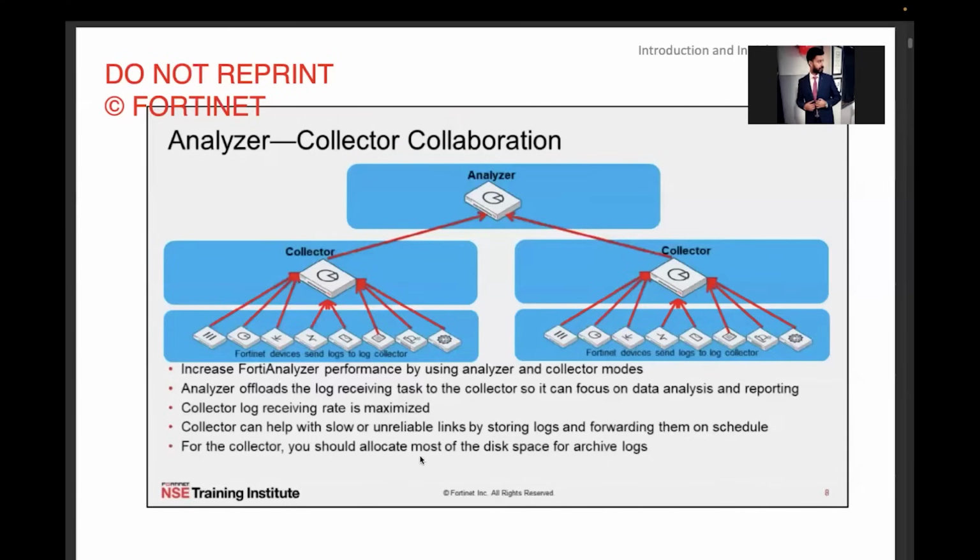For the collector, you should allocate most of the disk space for the archive, since it is going to take everything. Since the collector does not perform any analytical task and does not do any of the reporting, it should have most of the disk space allocated for the archive. And that's the collector collaboration with the analyzer. The best practice is to use two or three analyzers: two as collectors, one as an analyzer.